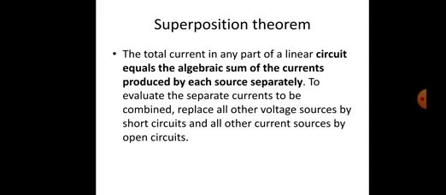The total current in any part of a linear circuit equals the algebraic sum of the currents produced by each source separately. To evaluate the separate currents to be combined, replace all other voltage sources by short circuits and all other current sources by open circuits.